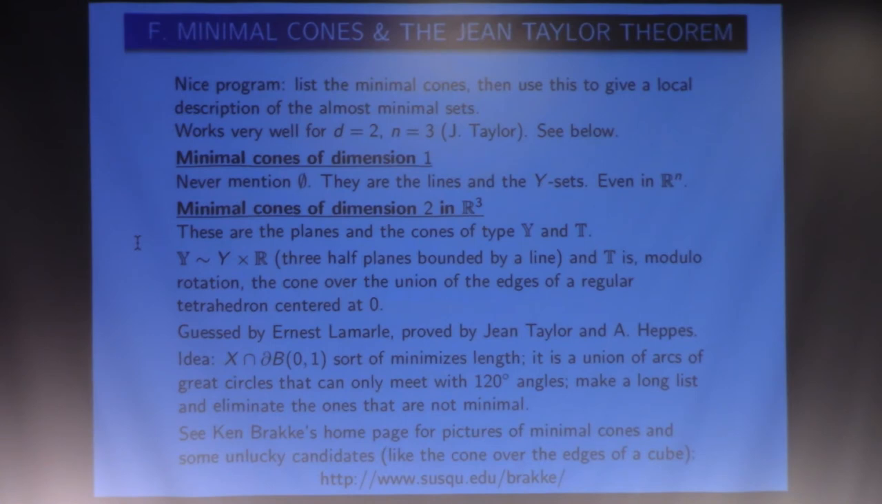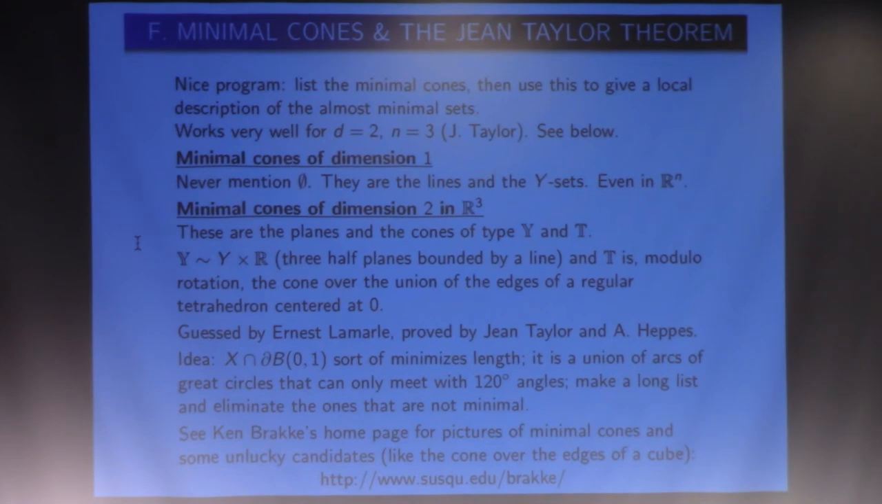I'm going slowly to a regularity result of Jean Taylor. So we'll soon come to low dimensions, the reason being that in high dimensions, we don't even know the list of cones. Anyway, the idea now is the following. It's very easy to understand what is a minimal set of dimension one, or at least a minimal cone of dimension one. Minimal set of dimension one, we have an idea of what it is. We talked about that before.